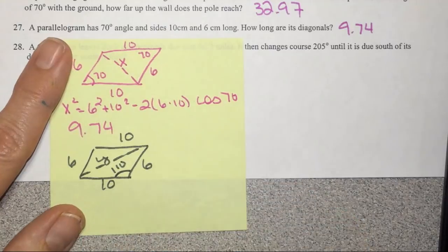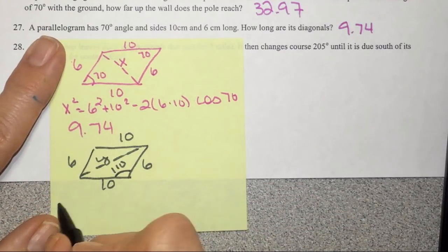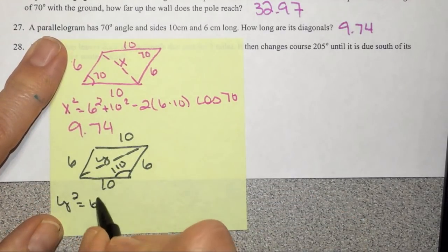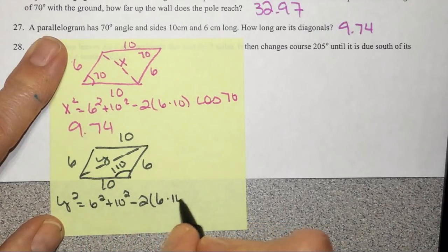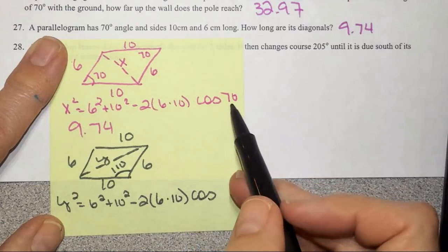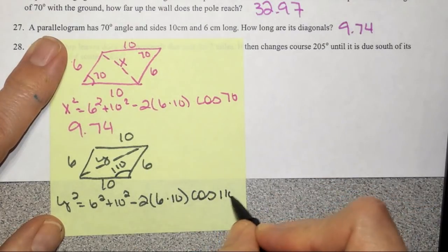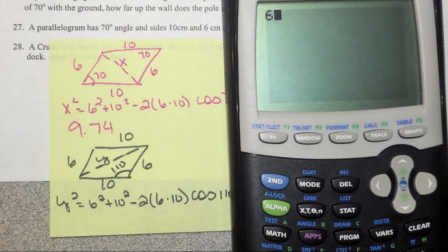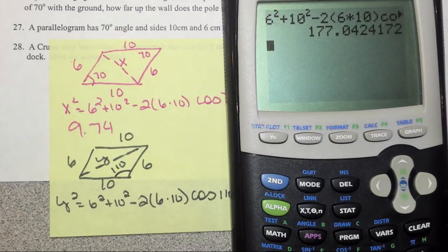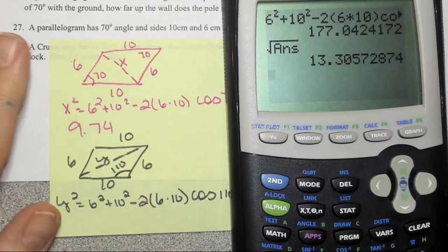This is 110. I'm going to use the exact same formula I did up here. 6 squared plus 10 squared minus 2 times the sides. But this time, instead of doing cosine of 70, my angle is 110. And I have to remember to take the square root. So we're going to do 6 squared plus 10 squared minus 2 times 6 times 10 times cosine of 110. And then I'm going to square root it. And we get 13.31.